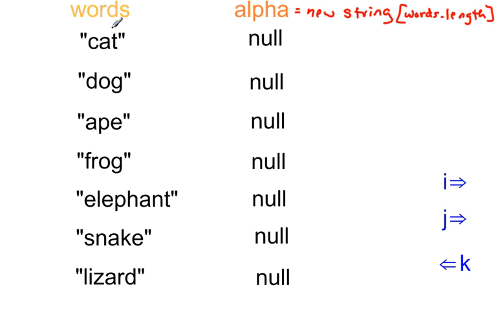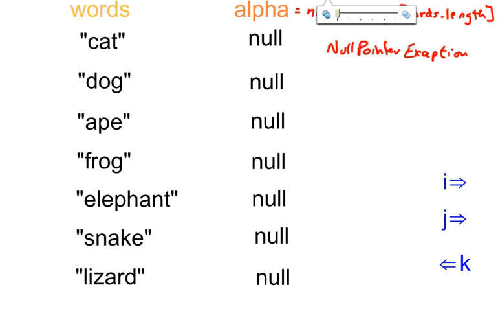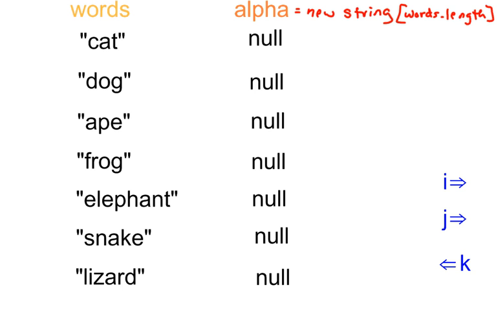Now I want you to see how I have double quotes around all of the strings in the words array. That's because those are strings, and over here these have not been instantiated yet, so they are null. This is really important to note because if you try to compare a string with null, you are going to get a null pointer exception. And a null pointer exception means that you're trying to do something with an object that hasn't been created yet, and we don't want to do that.